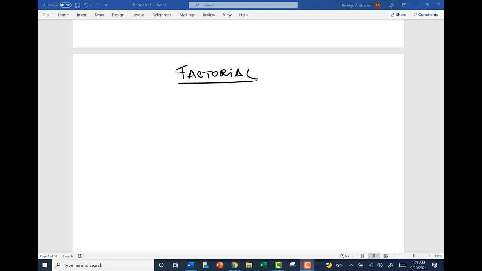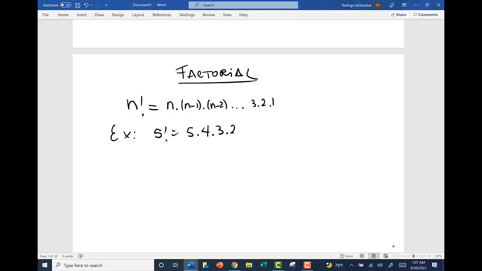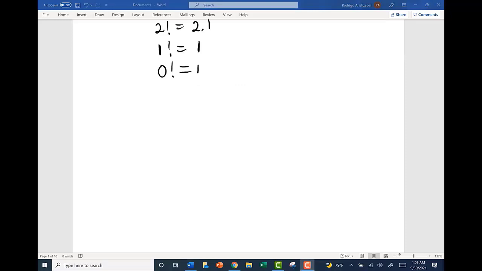To refresh the factorial operation, n factorial is obtained when we multiply n times n minus 1 times n minus 2, and so on until times 3 times 2 times 1. For example, 5 factorial is 5 times 4 times 3 times 2 times 1, equal to 20, 60, 120. 2 factorial is equal to 2 times 1. 1 factorial is equal to 1. By definition, 0 factorial is also equal to 1. The result of a factorial operation involves big numbers.